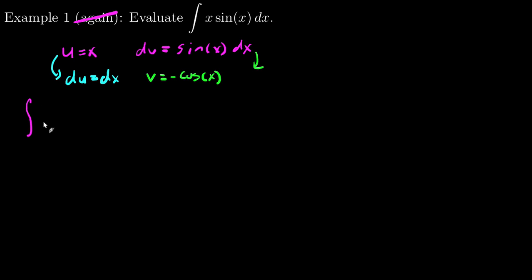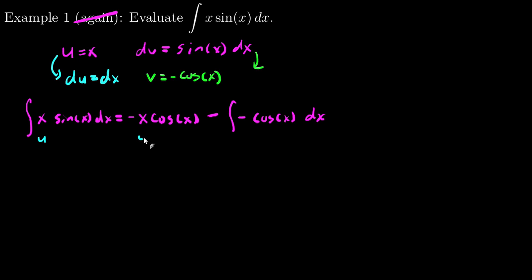The integral of u dv is going to equal u times v, so that's negative x cosine x, so I'll label it all at the end, minus the integral of v du, which is going to be negative cosine x dx. So in here we have this here is u, this here is du, and this is dv, this is v, and this is v.